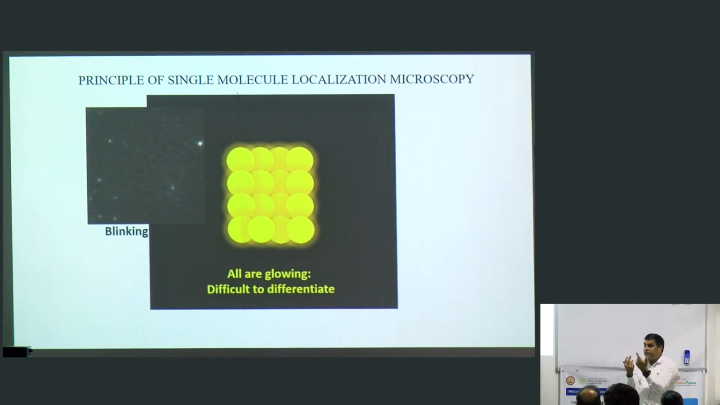So how can we separate them? We can separate them by blinking. How can we do that? Let's say I have 20 such halogen lights in a single frame.